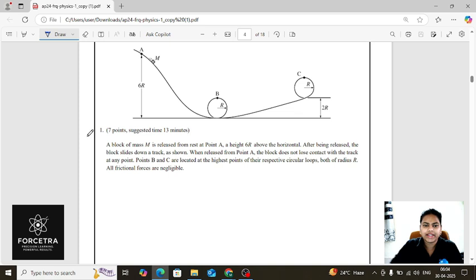So the question is saying a block of mass capital M is released from rest at point A. The height is 6r above the horizontal. After being released, the block slides down as shown in this figure. When released from point A, the block does not lose contact with the track at any point. So it does not lose contact and it completes its loop, right?